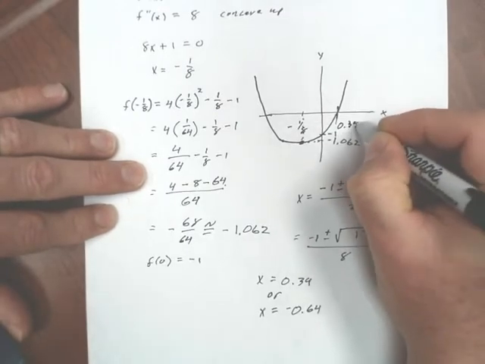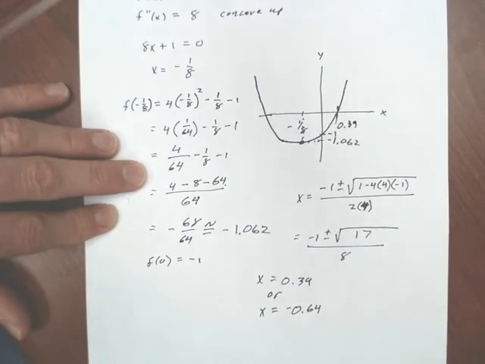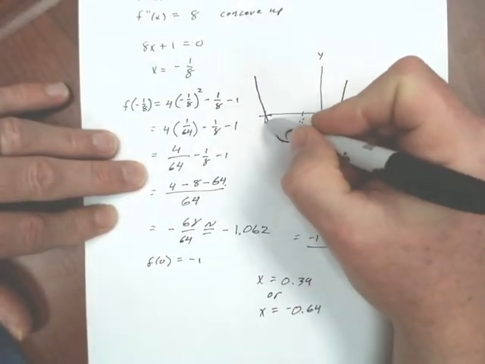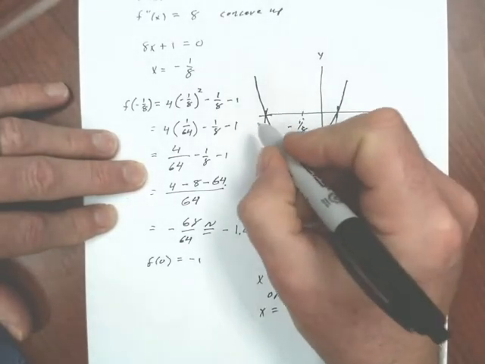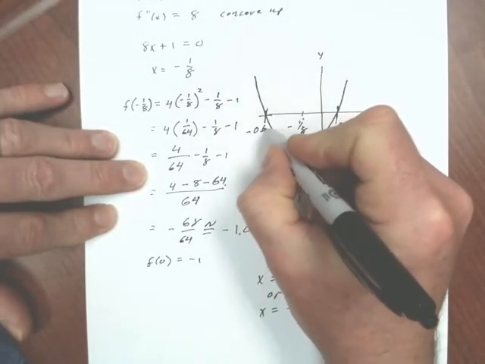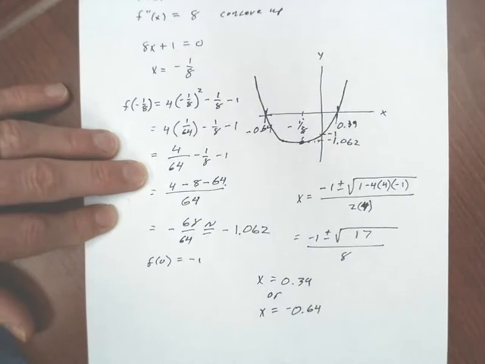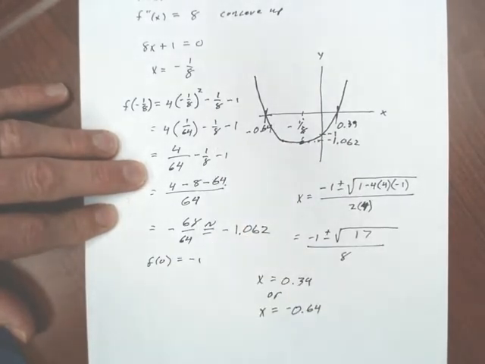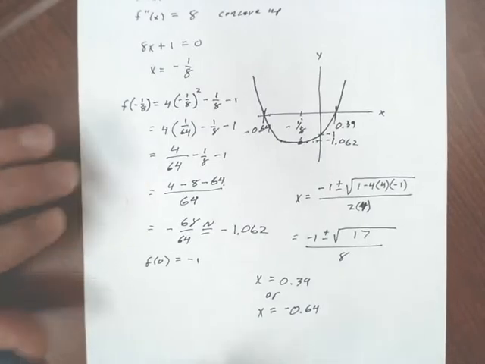Okay, so right here at 0.39, that is our one x-intercept. Our other x-intercept is at -0.64. Okay, and we've just graphed a quadratic function. Let's do another one.